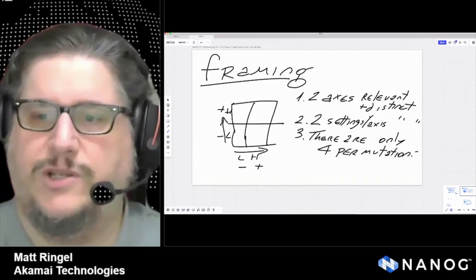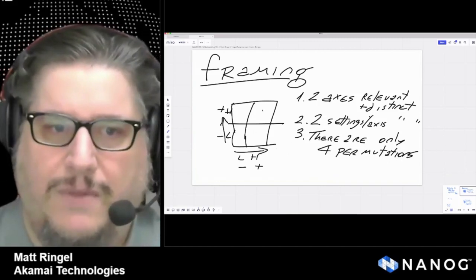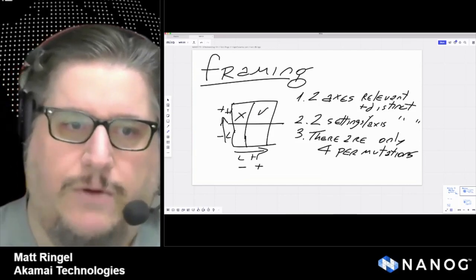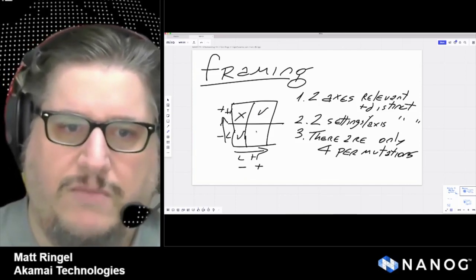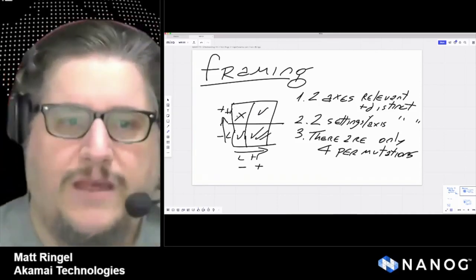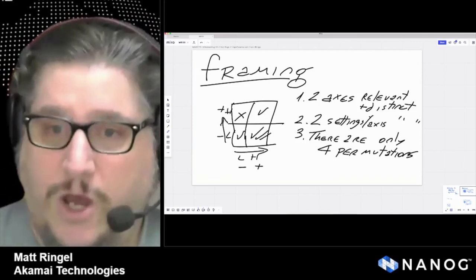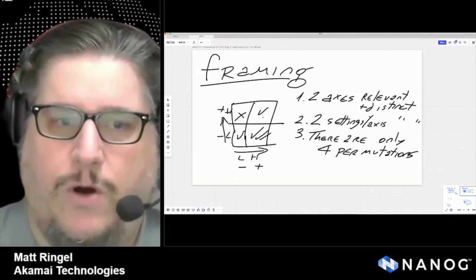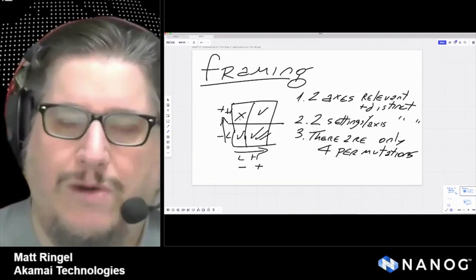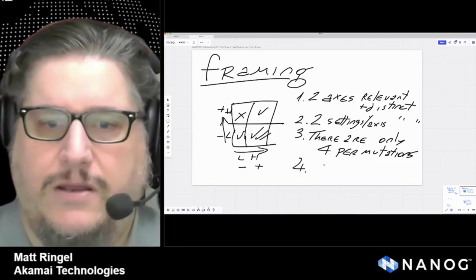Only four permutations that are actually relevant and distinct. Maybe this is a good one, and maybe that's a bad one, and maybe that's a good one, and maybe that's an awesome one. I don't know. But in the end, you have four different things. These are the only four things worth talking about. And they are all sufficiently distinct from each other, and they are all of equal relevance that they're worth talking about. Right? Equal relevance.